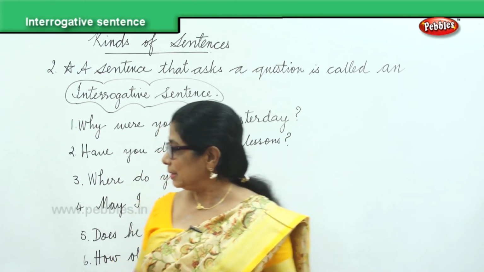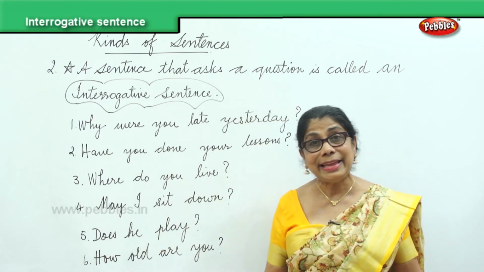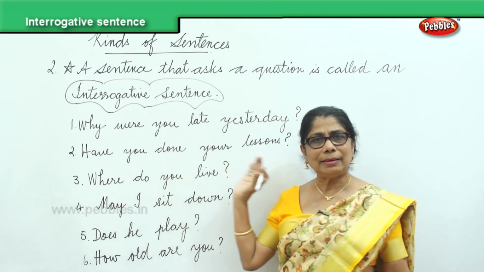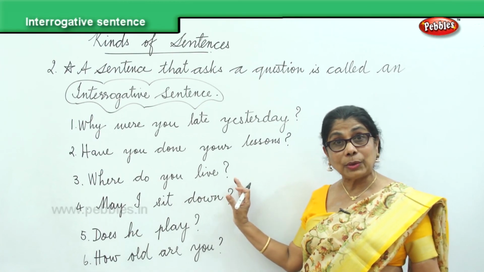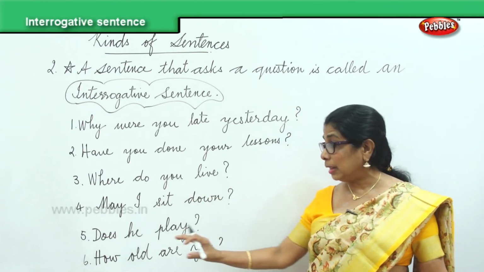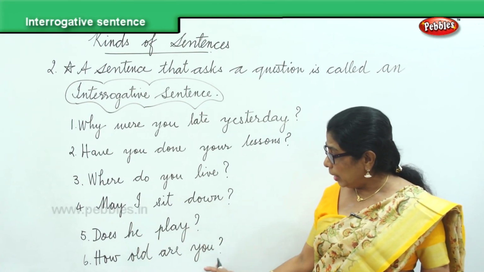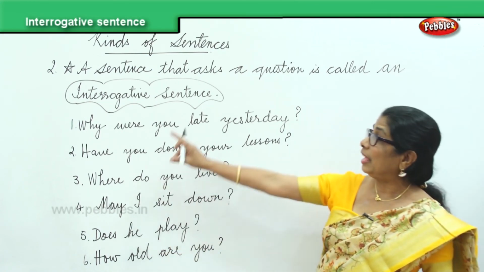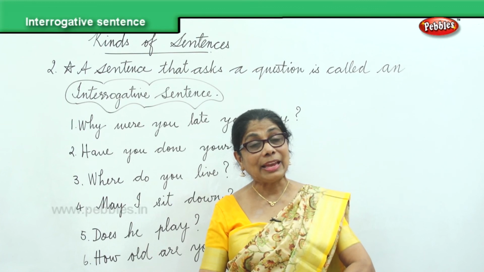Now, here we have 6 interrogative sentences. First, why were you late yesterday? Have you done your work? Where do you live? May I sit down? Does he play? How old are you? Each begins with a capital letter, ends with a question mark. And all these 6 sentences are interrogative sentences, beginning with a capital letter and ending with a question mark.